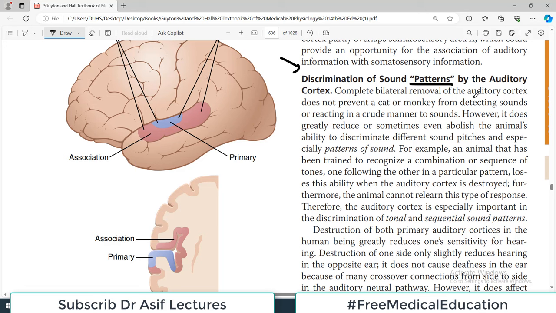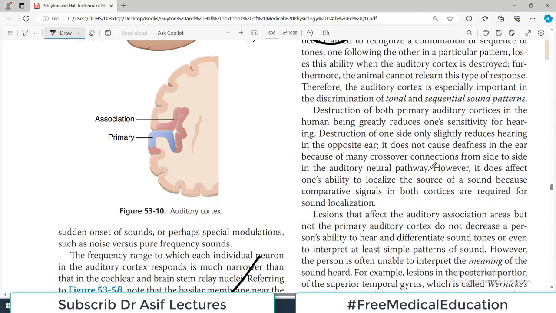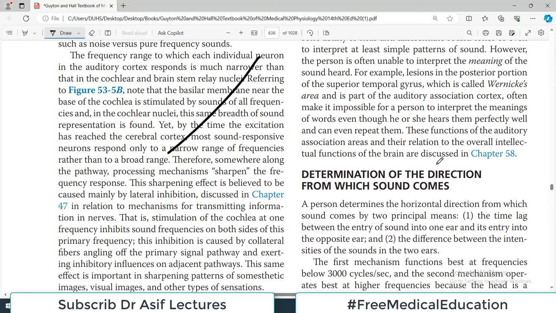Complete bilateral removal of the auditory cortex. If you remove the auditory cortex, such as in experimental animals, obviously cats or monkeys, then what will happen? It does greatly reduce or sometimes even abolish the animal's ability to discriminate the different sound pitches, which means the patterns of the sounds. So tell me, what is the difficult thing written here? Obviously, if you remove the primary cortex area, the person will not be able to appreciate sound waves. A whole paragraph is written on it, giving tension to the kids.